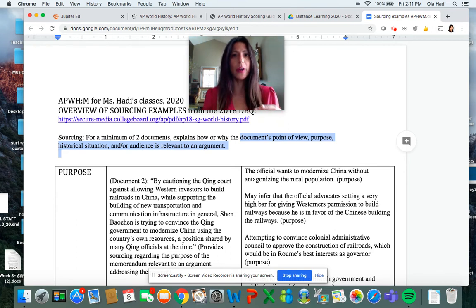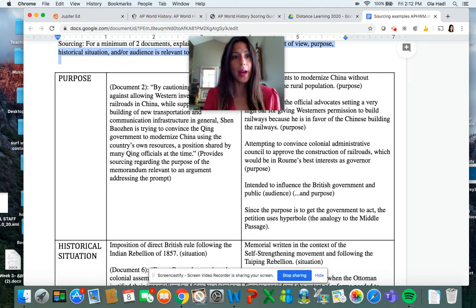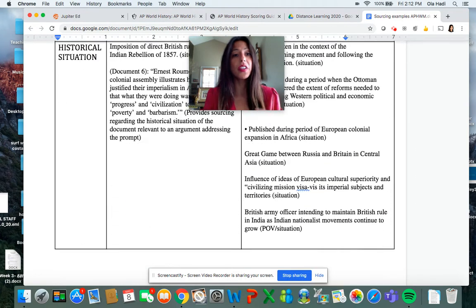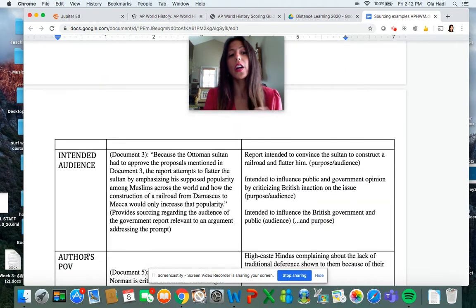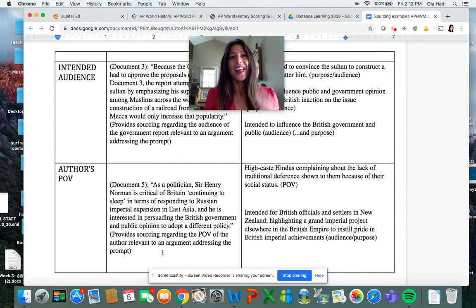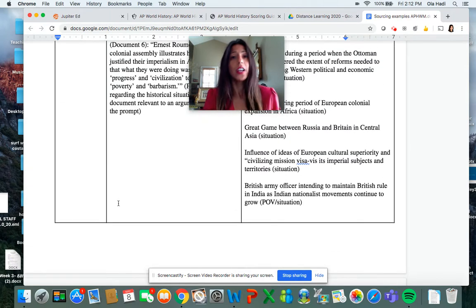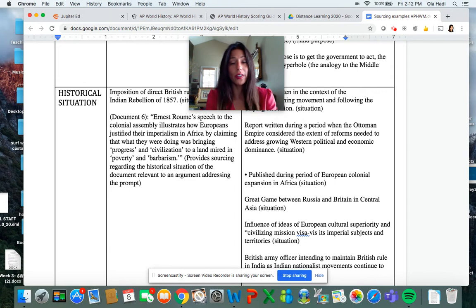Then in that body paragraph, if you have time and you feel confident, you're going to use one of these ways, PHIA or HAPPY, to talk about the limitations of the document or what might be influencing the document. That's not to prove your point. You're not doing that to argue. You've already argued. That's separate.